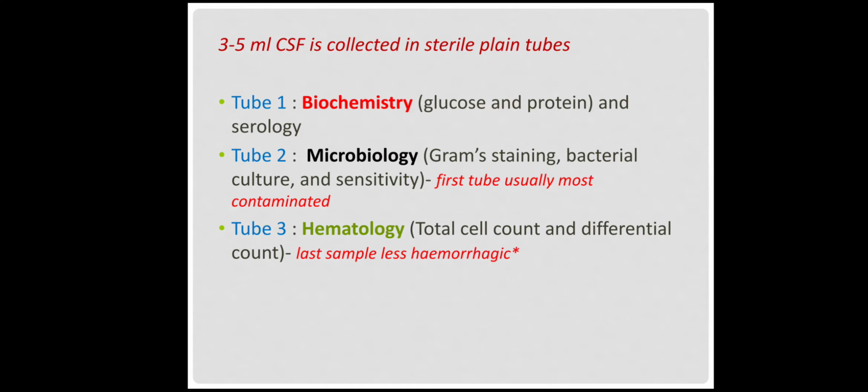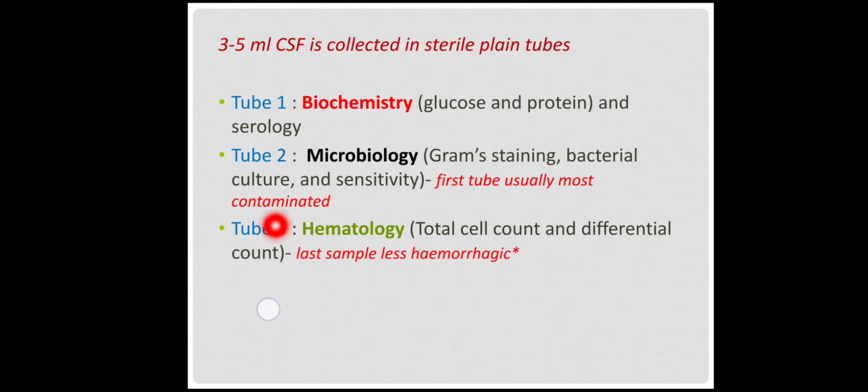Now, in case of CSF examination, which we do by lumbar puncture, about 3 to 5 ml of CSF is collected in sterile plain tubes. In the first tube, the sample is taken for biochemistry, that is glucose, protein, and serology. In the second tube, the sample is taken for microbiology, doing gram staining, bacterial culture, and sensitivity, because the first tube is usually the most contaminated. So we don't take the microbiology sample in the first tube.